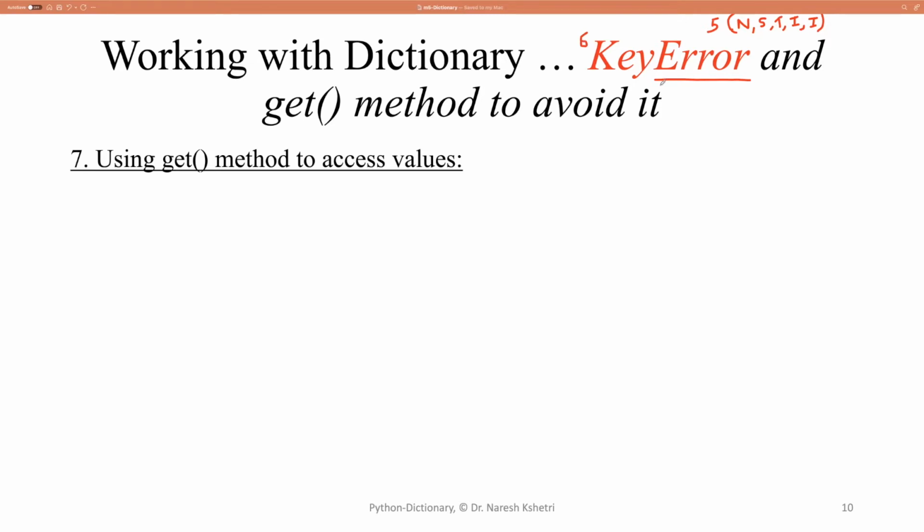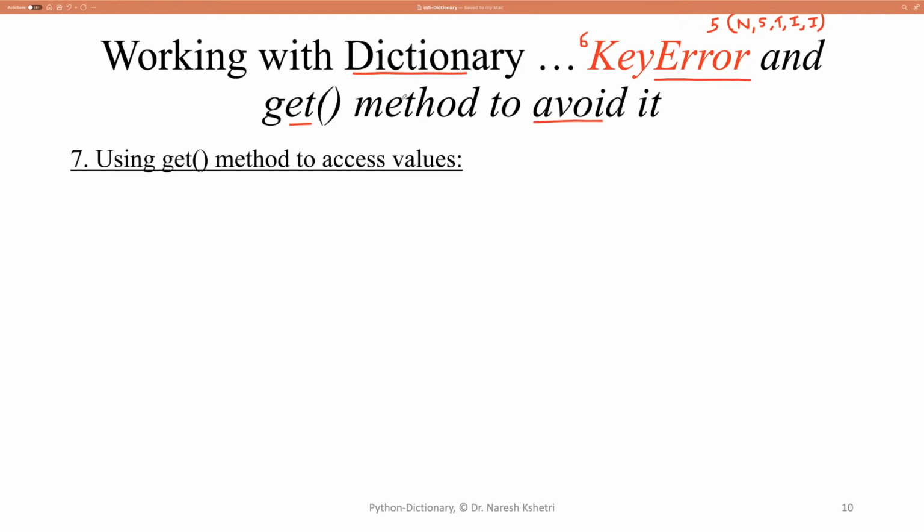And this error is with our dictionary data type, which is a very popular data type in the Python programming language. We'll also see how we can avoid this with the help of one predefined method, the get method. We will first understand the error, understand the get method, and then see the program implementation.